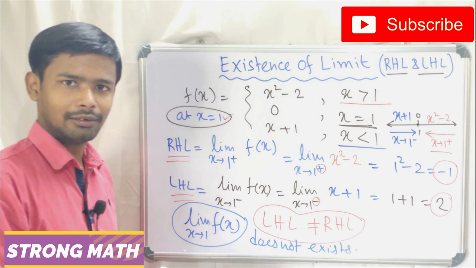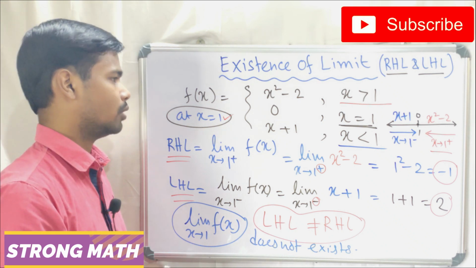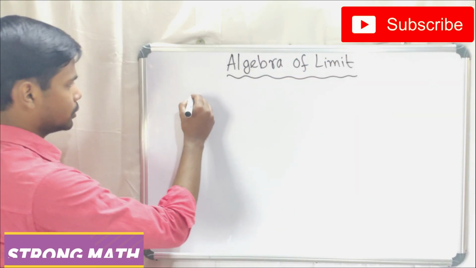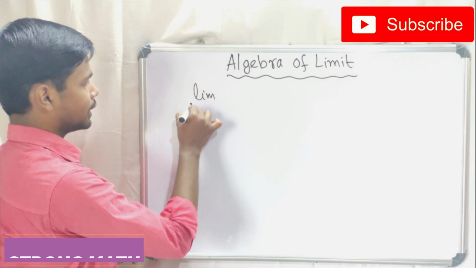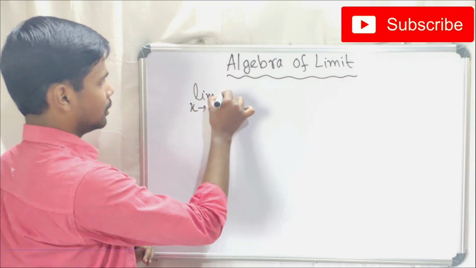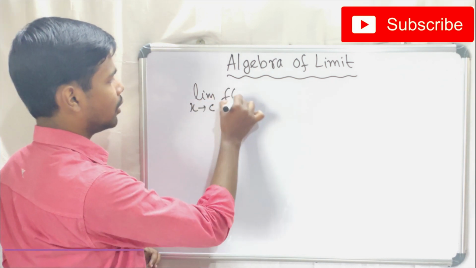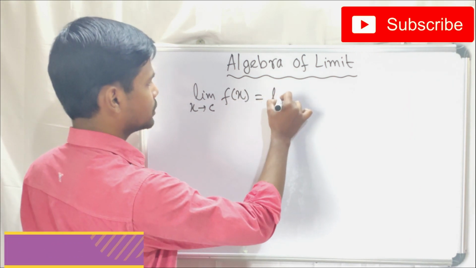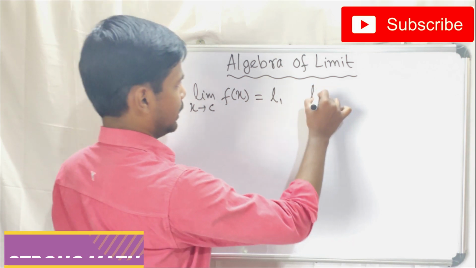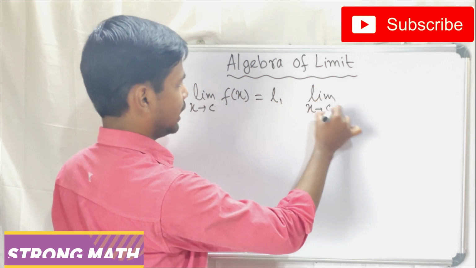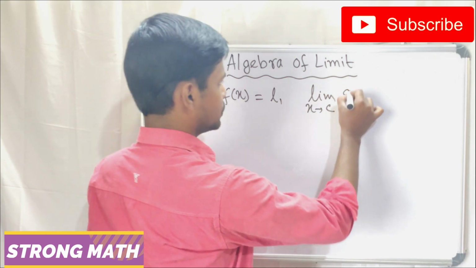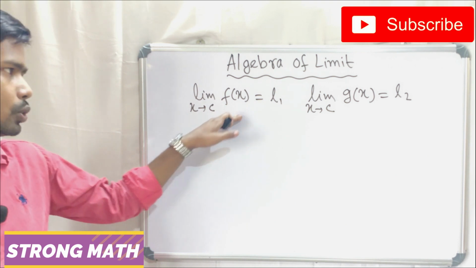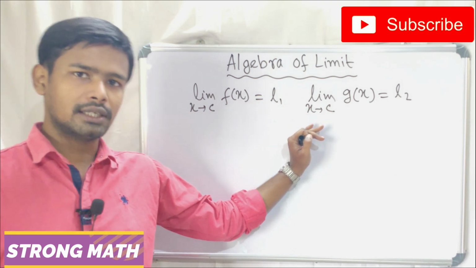I hope you can understand. Let's move on to our next topic, algebra of limits. Suppose we are taking two functions. The limit as x tends to c of f of x exists and its value is, suppose, L1, and the limit of another function g of x at the same point exists and equals L2. These two limits exist.